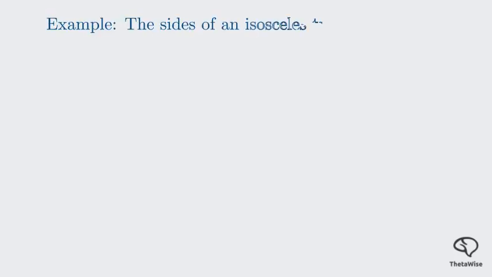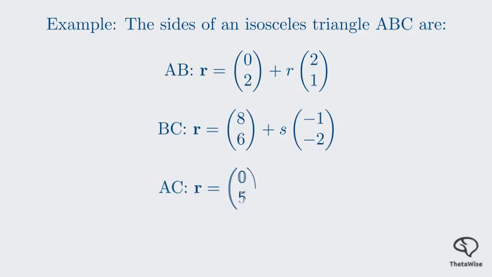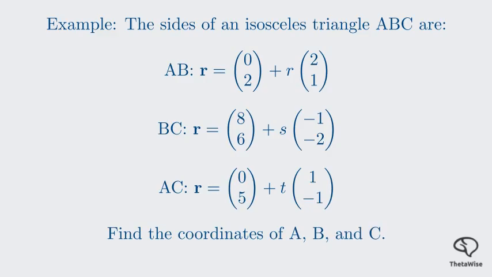The intersection of lines can also be used to find vertices of geometric shapes like triangles. Let's work through an example where the lines represent the sides of an isosceles triangle. The sides of an isosceles triangle ABC are AB: r equals (0, 2) plus r(2, 1), BC: r equals (8, 6) plus s(1, 2), AC: r equals (0, 5) plus t(1, 1). Find the coordinates of A, B, and C. The vertices are the intersection points of these lines. We need to find 3 intersection points, A, B, and C.